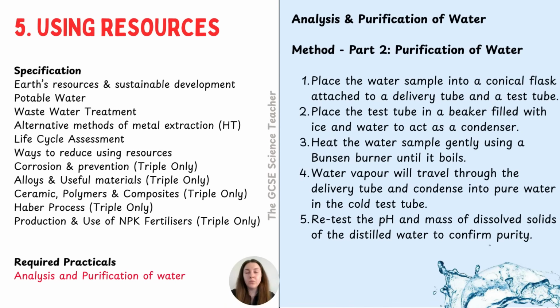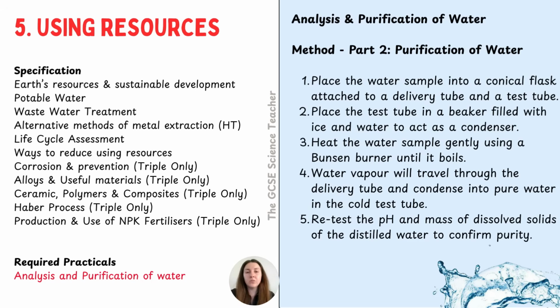Once the sample of water has been analysed for pH and also salt content, we can then purify it. Any thick or heavy debris can be removed, and the sample itself will be placed into a conical flask and attached to a delivery tube and a test tube. You want to place the test tube into a beaker that's filled with ice and water, and this is going to act as a condenser, or you could simply use a condenser.